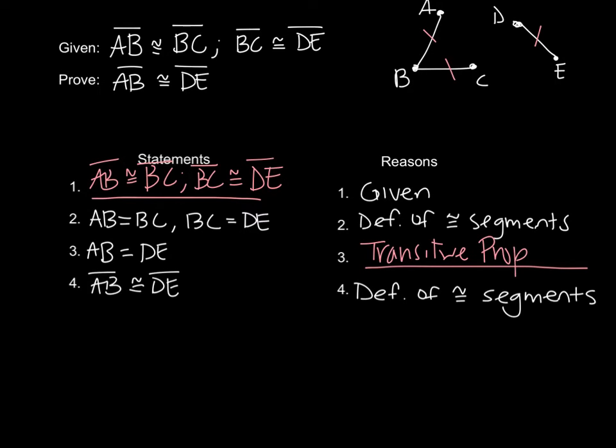All right, and remember that's if A is equal to B is equal to C, then A is equal to C. So that's the same idea. AB, BC, BC, DE, AB, DE. And then last but not least, the segment AB is congruent to segment DE, and that's by definition of congruent segments.